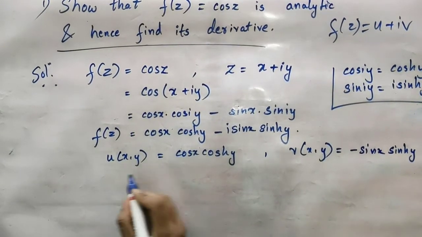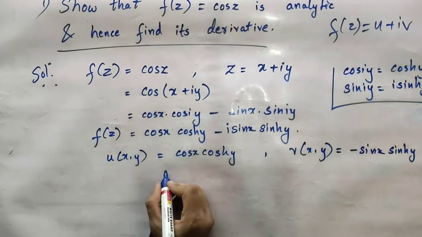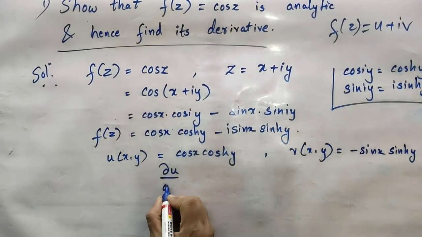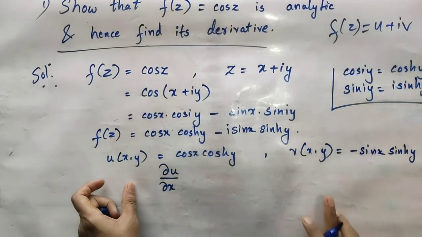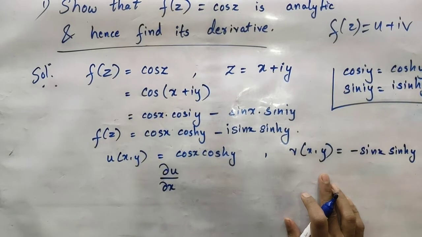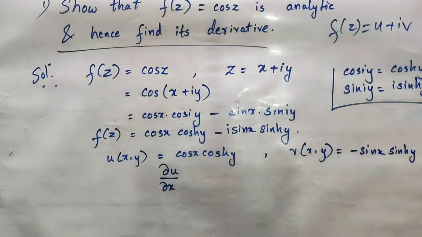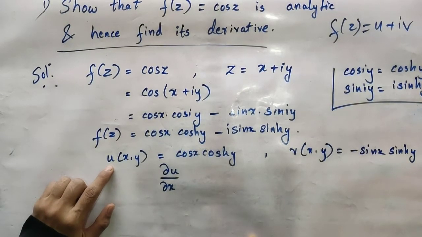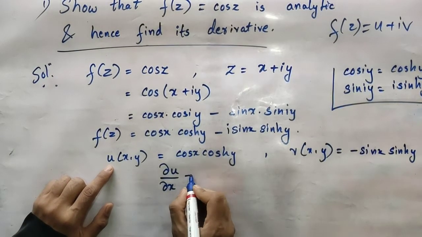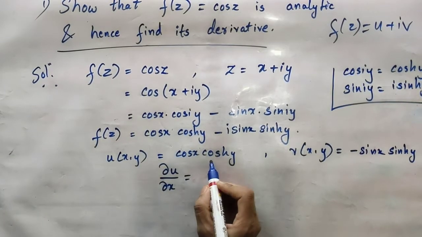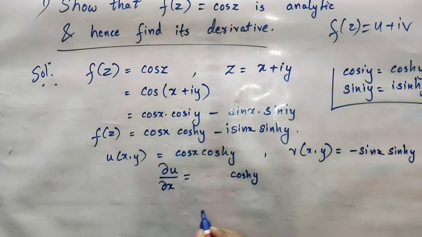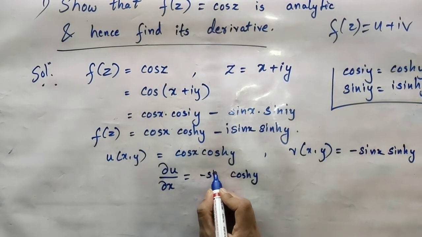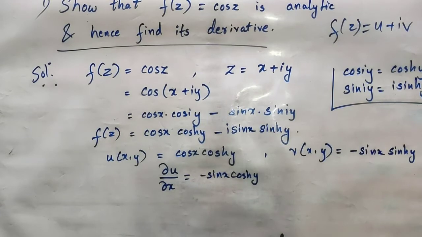Now after this, what are your CR equations? In the previous session we have seen the CR equations: dou u by dou x must be equal to dou v by dou y. So let us work out the partial derivatives of u and v with respect to x and y. First, dou u by dou x, the partial derivative of u with respect to x: cos hyperbolic y stays as it is because you are differentiating only with respect to x, and the derivative of cos x is minus sin x.